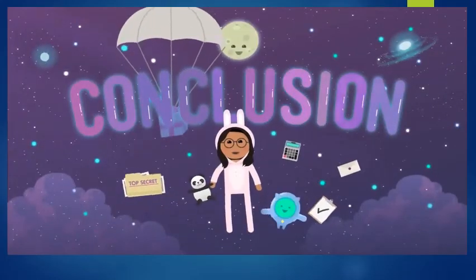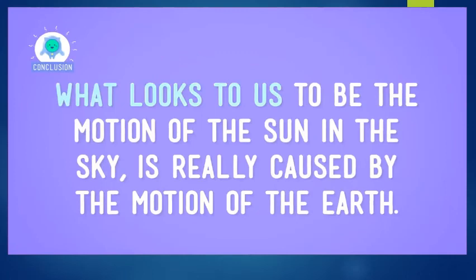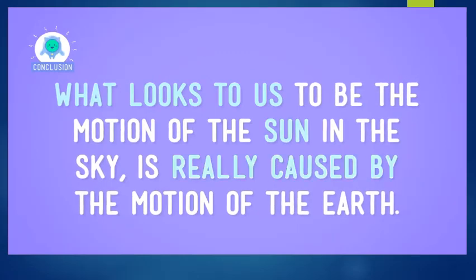So, what does all this show us? It shows that what looks to us to be the motion of the sun in the sky is really caused by the motion of the Earth. So now you know, when you look up and see the sun setting or rising, it's not going around us. It's sitting pretty much at the center of the solar system, while we and the 7 other planets go around it. That sun, always gotta be the center of attention.